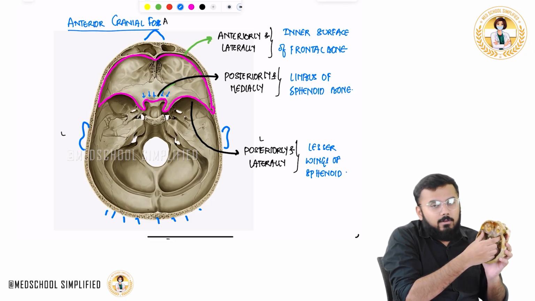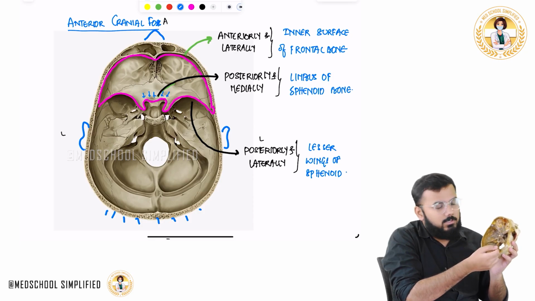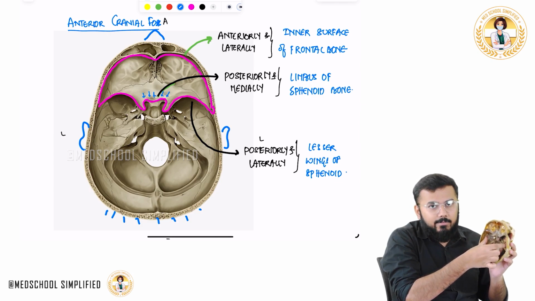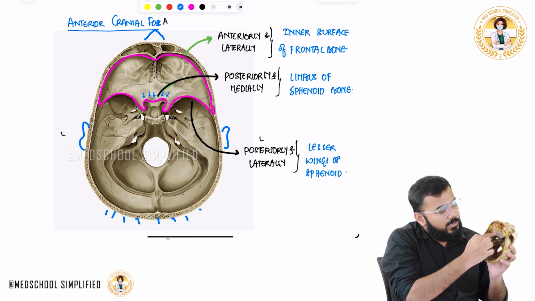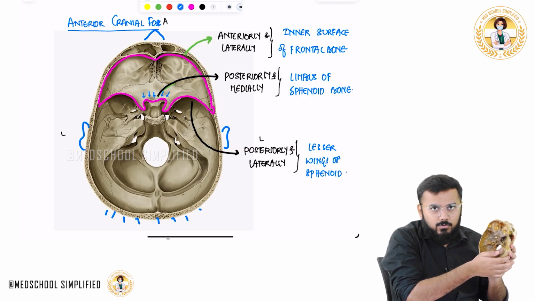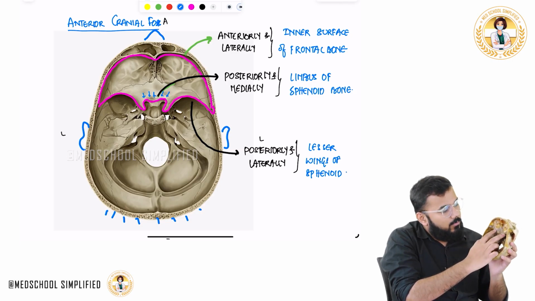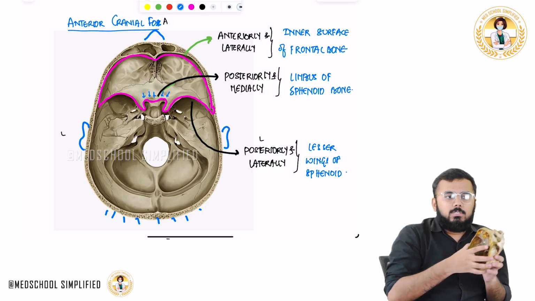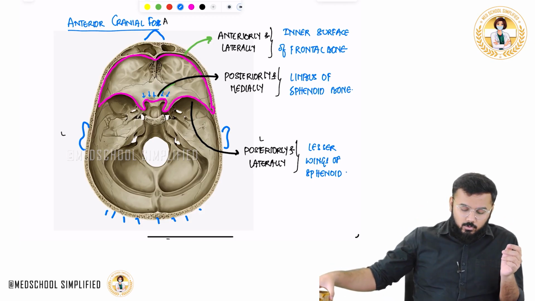Next, posterolaterally, what have you got? You have got wings of sphenoid bone. Which wings? These are called as lesser wings. Then where are the greater wings? See, this part is called as a greater wing. Okay, you see this? This is called as a greater wing of sphenoid and these two wings over here are called as the lesser wings of sphenoid. Okay, so we have got the lesser wings of sphenoid posterolaterally and posteromedially we have got the limbus of your sphenoid bone. Okay, so this is one of the important things which you have to know.